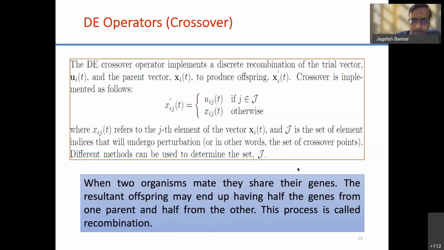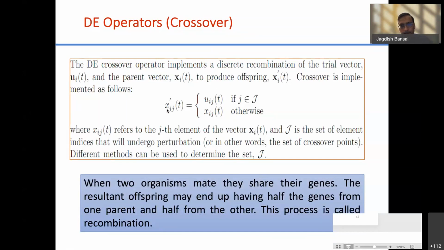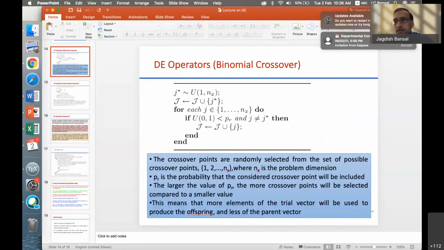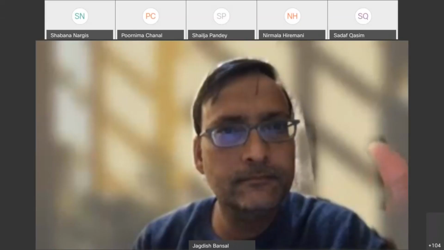Here is the crossover operator. If I am able to explain you this formula, I'm done with my job. Look here carefully. I think I have selected the wrong slide. Just a second. Can you give me just 1 minute? I think I have a better slide. Let me open a different slide. Give me a minute only.